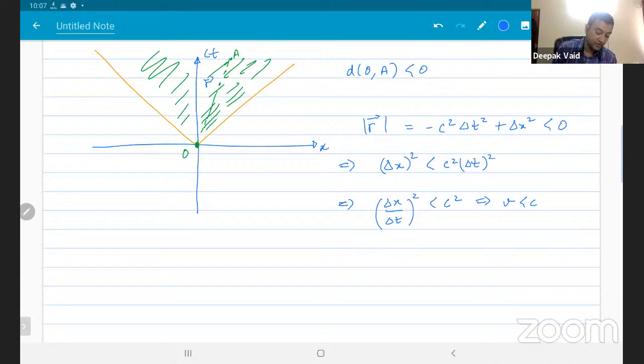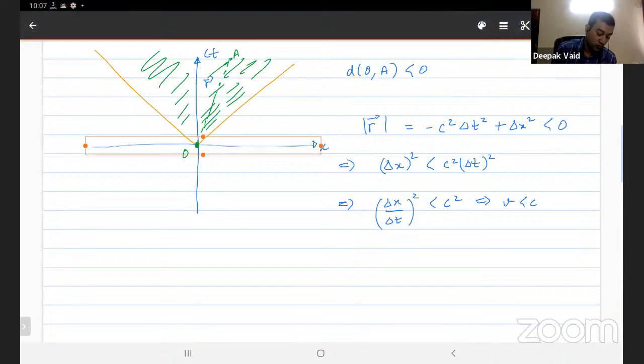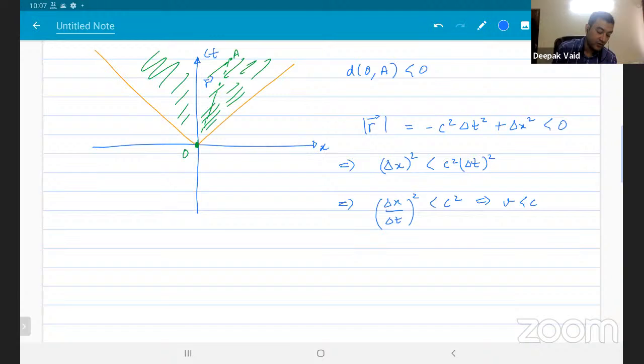V is the velocity of whatever the signal is. I send out a signal from O such that it should reach the point A. How fast should that signal be moving? That signal should be moving at the rate v. Conversely, if I send out a signal from O in all directions, that signal can at most reach any point in this shaded region over here.